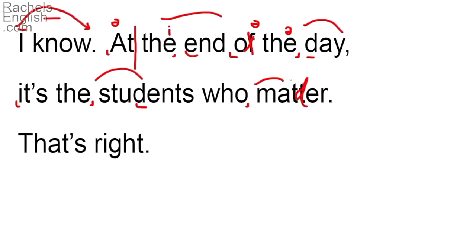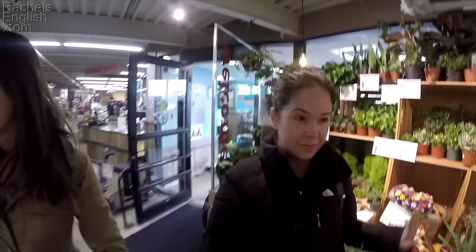Smooth change in intonation with peaks on the stressed syllables. It's the students who matter.